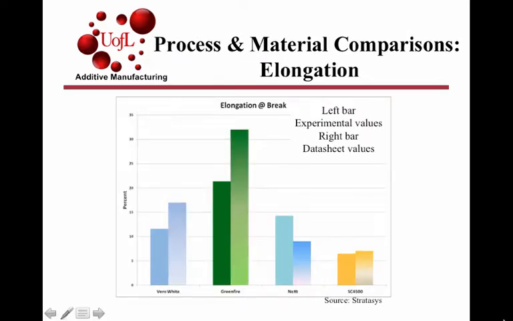You can also see that depending upon composition, you can have quite a bit of variation in properties from about 5% elongation to about 35% elongation. The materials on the left relate to material jetting. The materials on the right are indicative of vat polymerization.